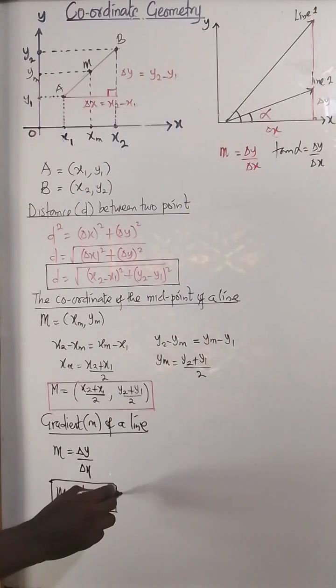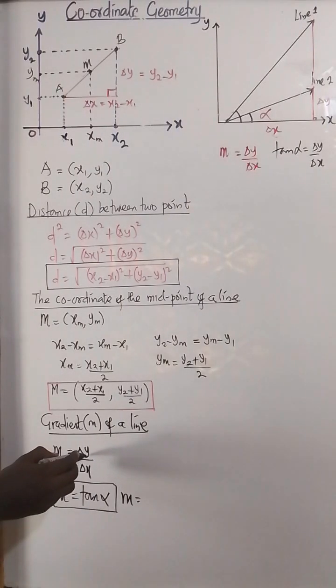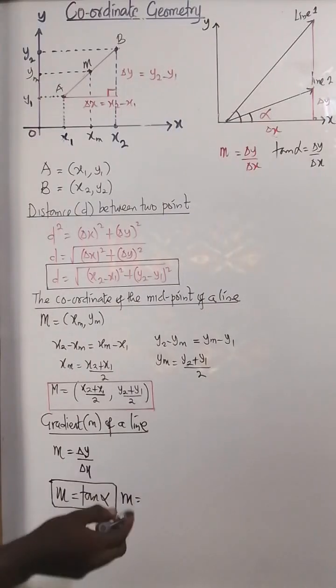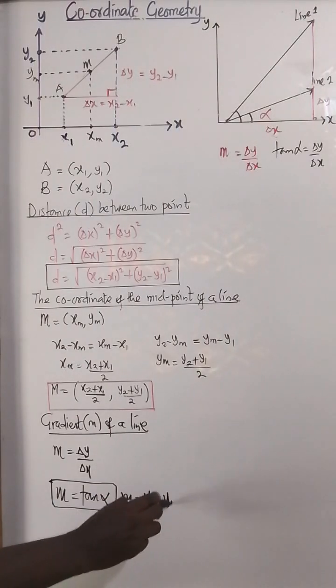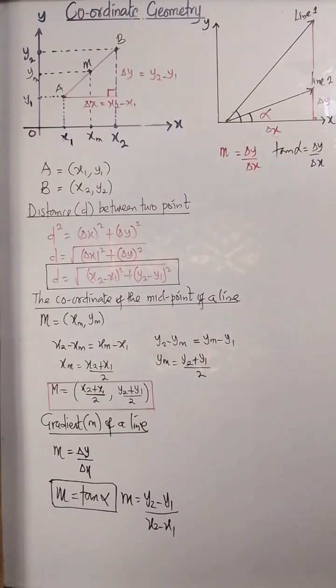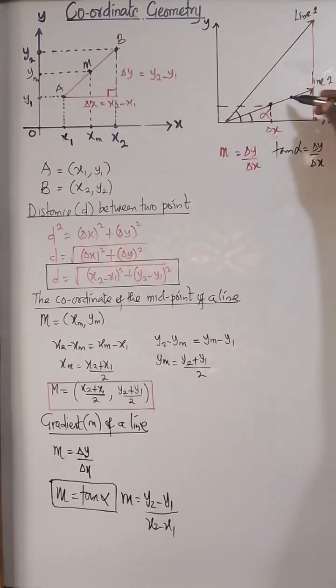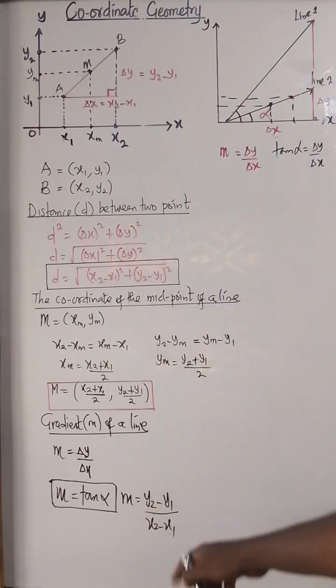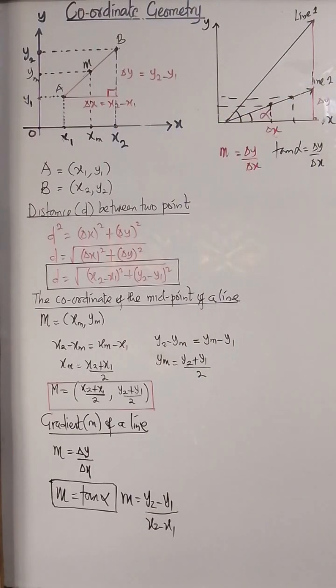Or from here we can also say the gradient of a line equals the change in y over the change in x. Change in y is y2 minus y1, over change in x, which is x2 minus x1. So these two formulas are important to calculate the gradient of a line. This one is in terms of the angle the line makes with the horizontal. This one is in terms of the coordinates of two points on that line, any two points on that line. So if you pick any two points on this line, x1, y1 and x2, y2, then we input them to get the gradient.